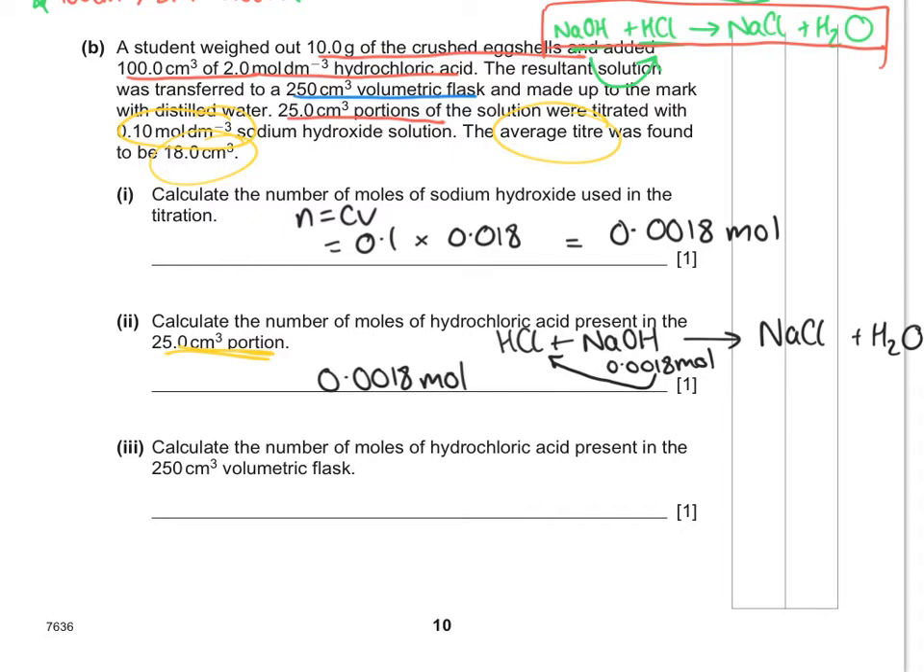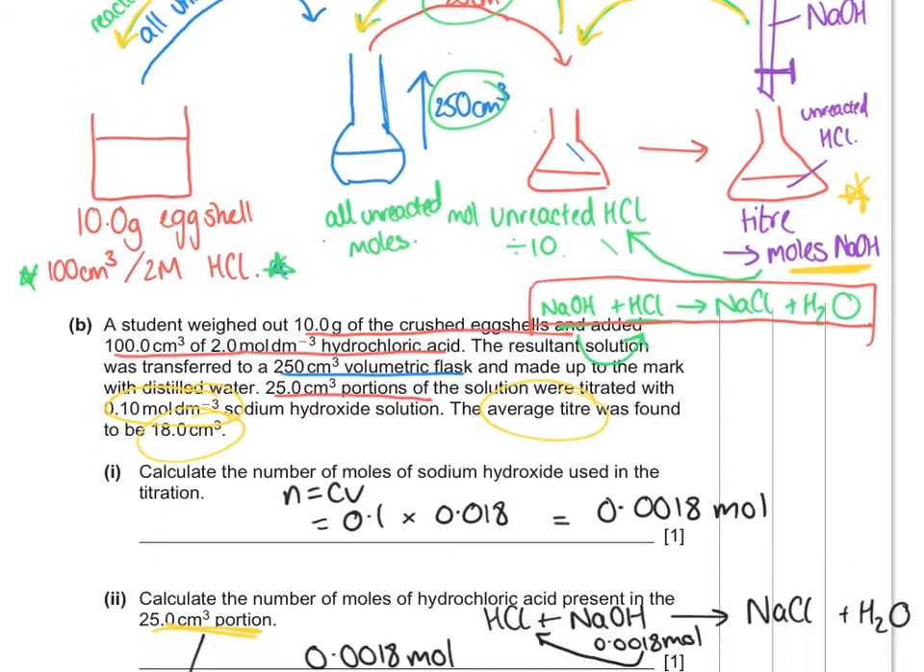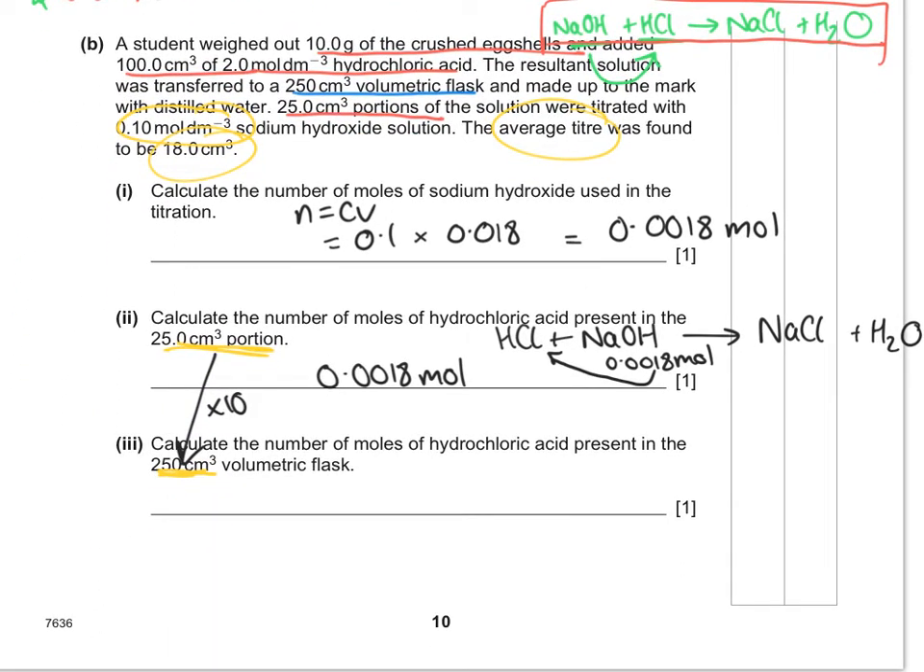Okay, next part of the question then is calculate the number of moles of hydrochloric acid present in the 250 volumetric flask. So really, here I'm just going from 25 to 250, so I need to times by 10. Scrolling back up to our diagram, that's this stage here. Okay, when we're going from our conical flask to what would have been present in the volumetric flask. So I times by 10 and I get 0.018 moles.